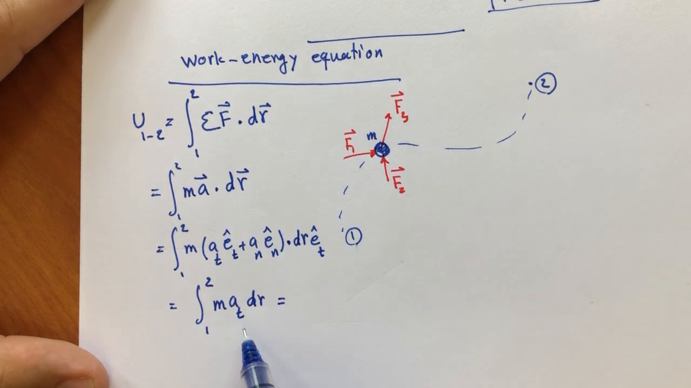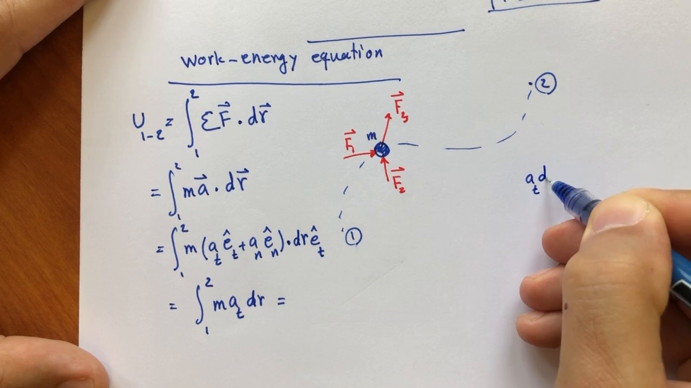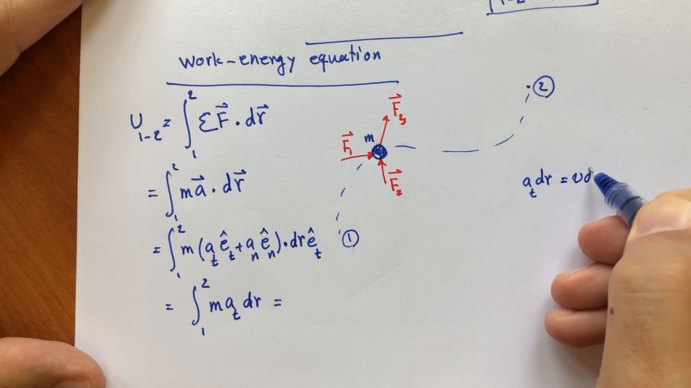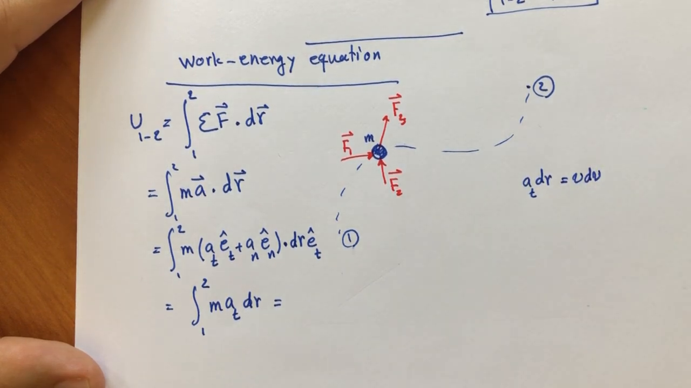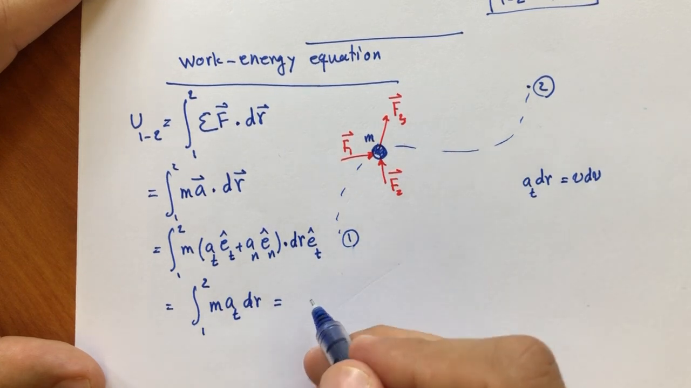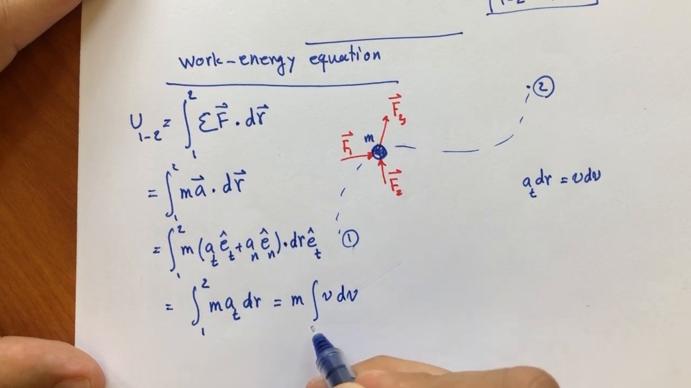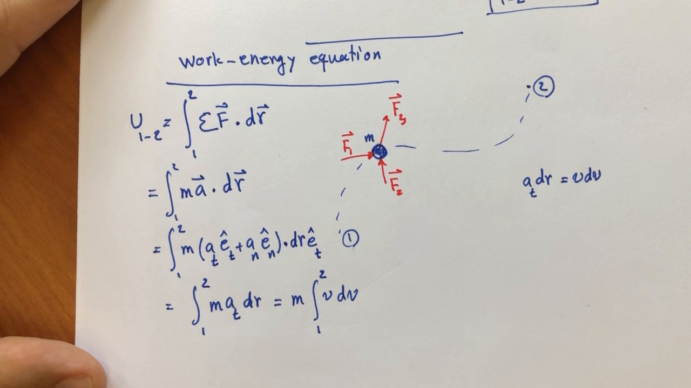We know, if you remember, at is equal to v dot. And also, if you remember, we said at dr, or we called it ds over there, but it doesn't matter, it's just a name, is equal to v times dv. We have this time-independent equation for general motion, right? So I can replace at dr with v dv. So this is going to be equal to mass times v dv from 1 to 2, point 1 to point 2.